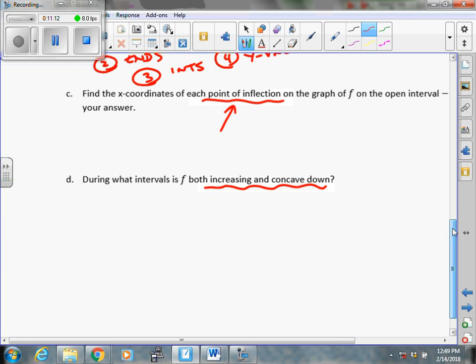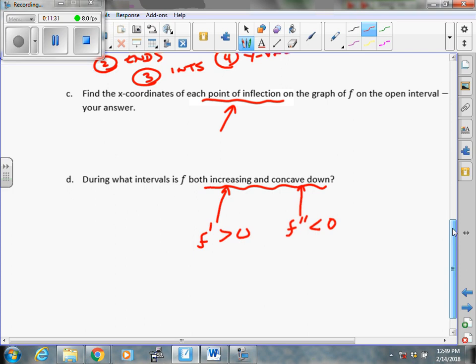This has two things. It says increase, which means they're looking for where the derivative is positive, and concave down means they're looking for where the double derivative is negative.